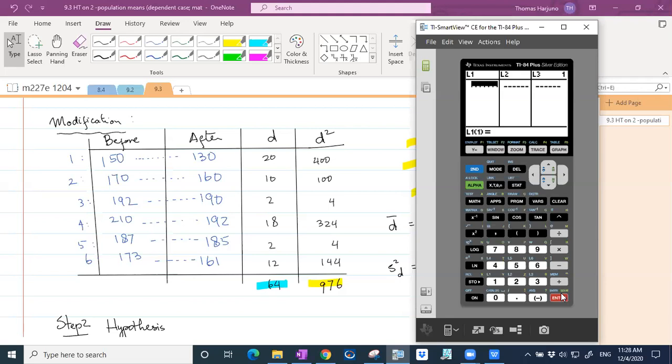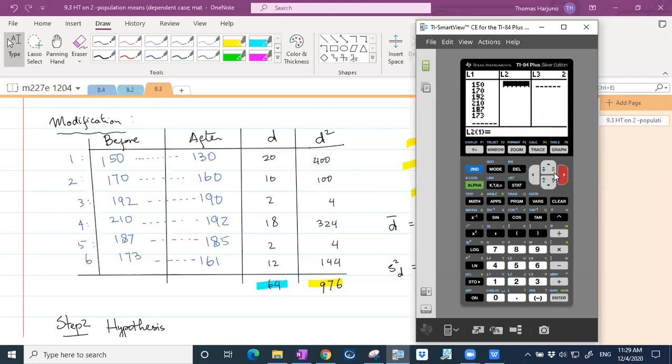Now, what I will do is the following. I will enter all this data, list 1 from my first column, and make sure you key those numbers in that order: 150, 170, 192, 210, 187, 173. Are you okay with this so far?